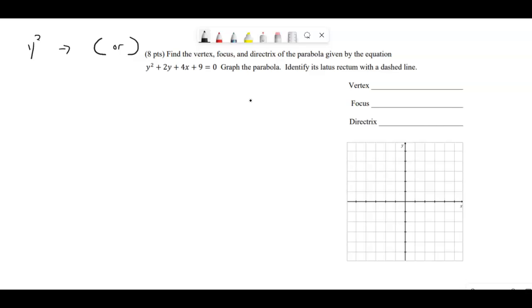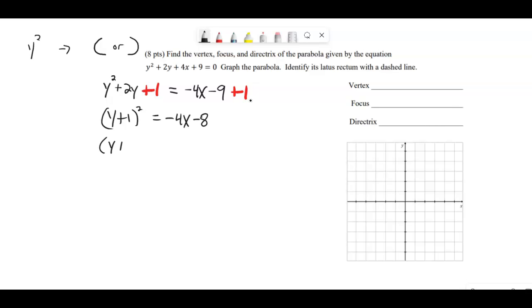So we need to complete the square to find the standard form. So y squared plus 2y, everything else can be moved to the other side. Minus 4x minus 9. And then we need to add 1 to both sides to keep the equation in balance. And that allows us to then complete the square. Y plus 1 quantity squared equals negative 4x minus 8. We can then factor the coefficient of x, the negative 4, leaving us an x plus 2. This is our standard form.